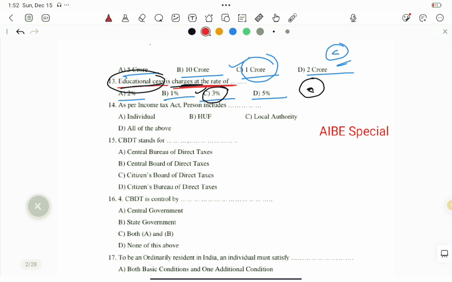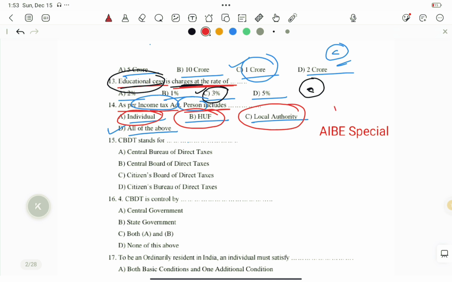The next question is as per the Income Tax Act, person includes which of the following? Let's see the options. Option A, individual, option B, HUF, that is Hindu undivided family, option C, local authority, and option D, all of the above. So in this case the correct option would be option D, that means all of the above. That means as per the Income Tax Act, person includes individuals as well as HUF, that is Hindu undivided family, and local authority. So the correct option would be option D. Okay, so now moving to the next question.